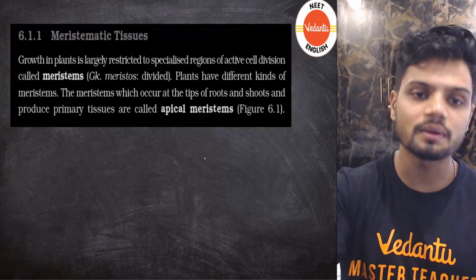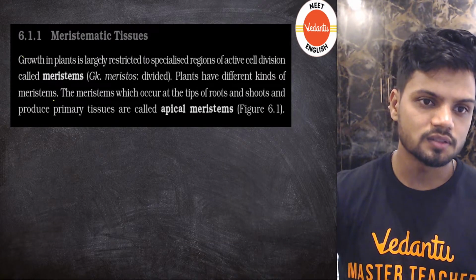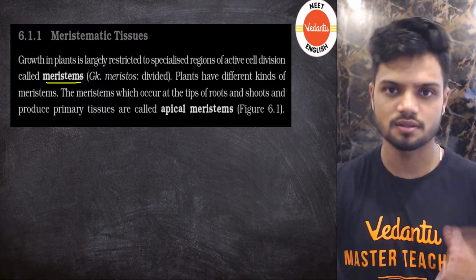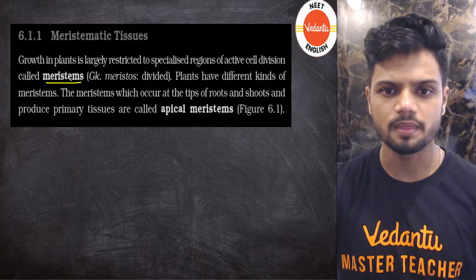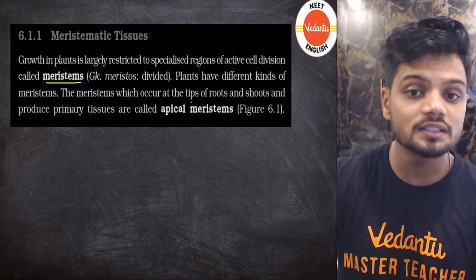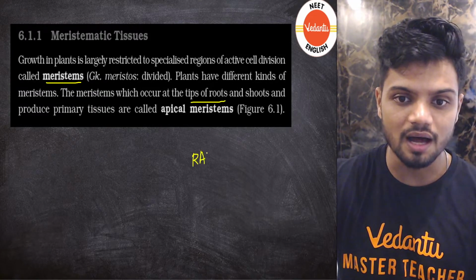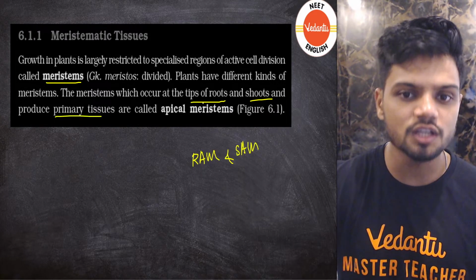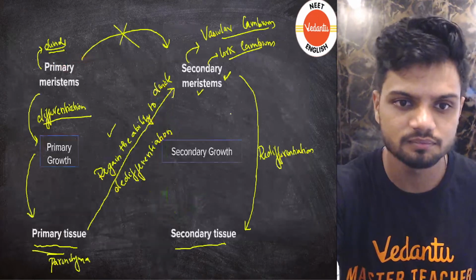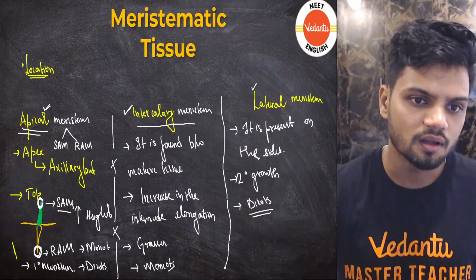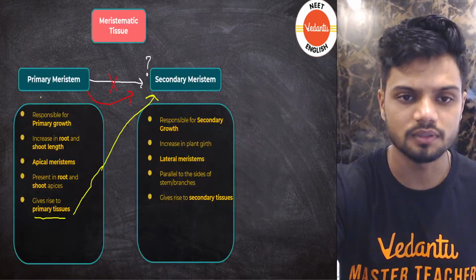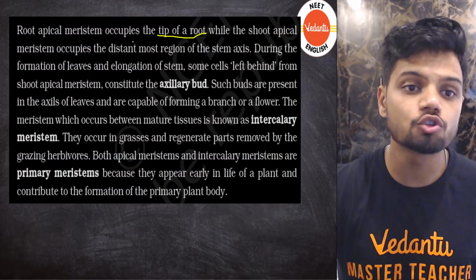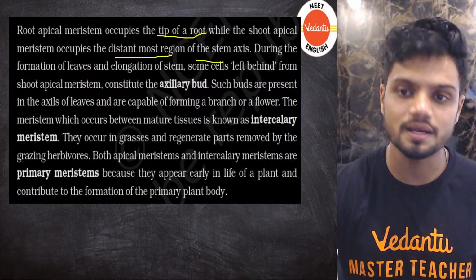Now, when you read the lines of NCERT, it becomes very clear. Understand now the NCERT lines. Growth in plants is largely restricted to specialized regions called meristems. A small region, the meristem, is where growth happens. The meristem which occurs at the tip of the root and shoot, the RAM and SAM, produces primary tissue and is called apical meristem. Root apical meristem occupies the tip of the root, while the shoot apical meristem occupies the distal-most region of the stem axis.